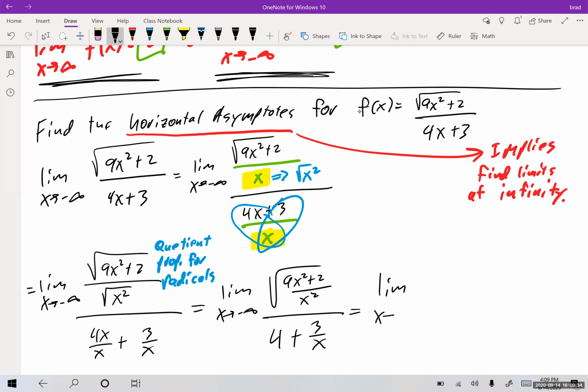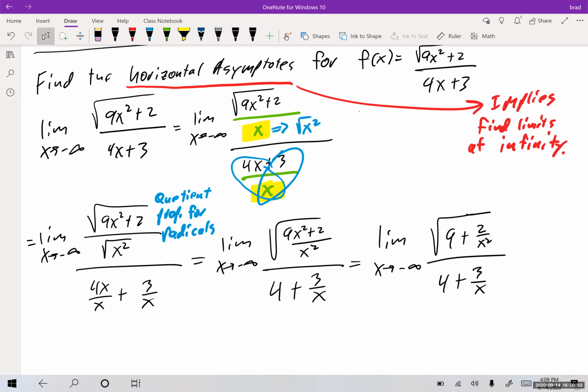So limit as x approaches negative infinity. Now this will become the square root of 9 plus 2 over x squared divided by 4 plus 3 over x. Some of these steps are unnecessary. I'm just trying to show you all the work so we can talk about it in class. So we have 9 plus 2 over x squared. Now we know that this is going to cancel and become 0, and this is going to cancel and become 0. So what I'm going to be left with is the square root of 9 over 4, but that's actually 3 over 4. But there's actually a mistake here.